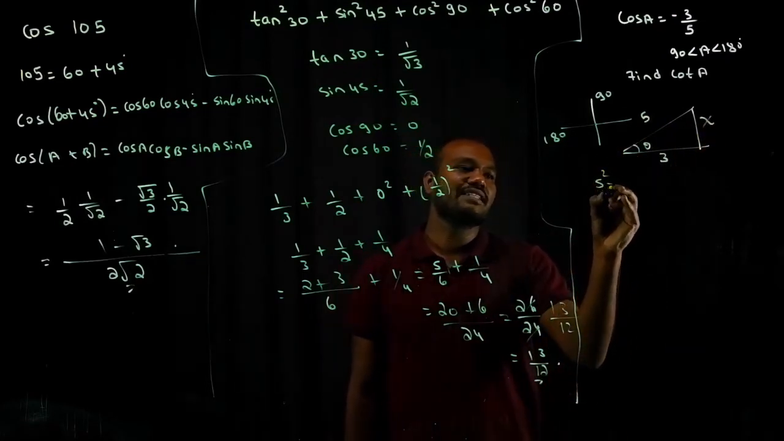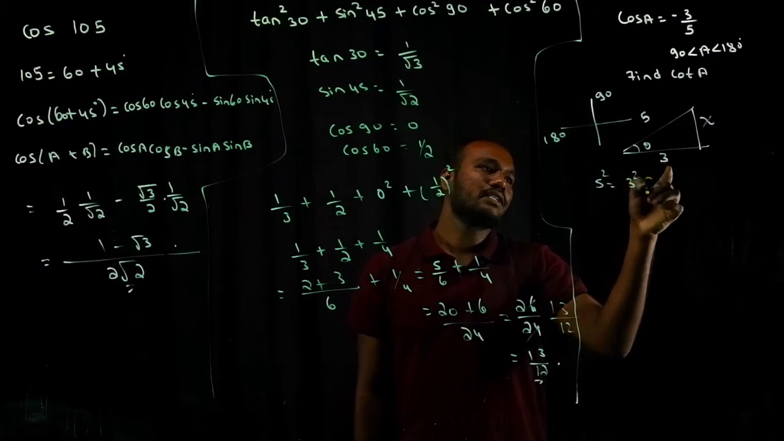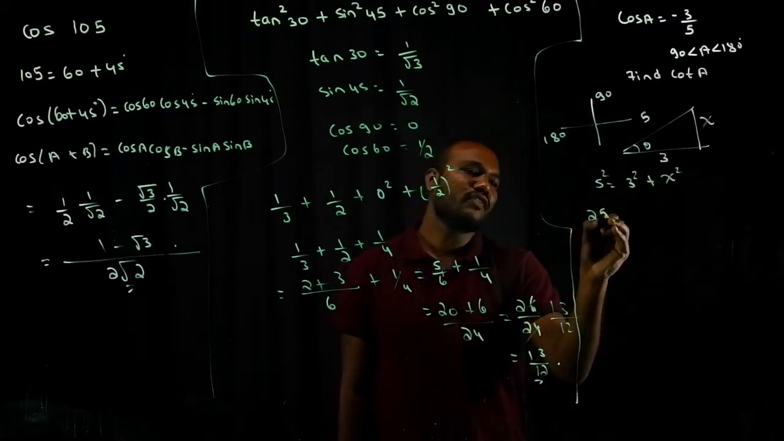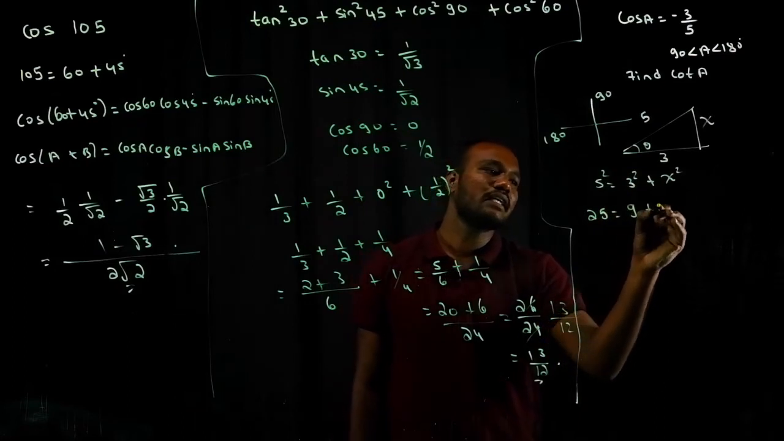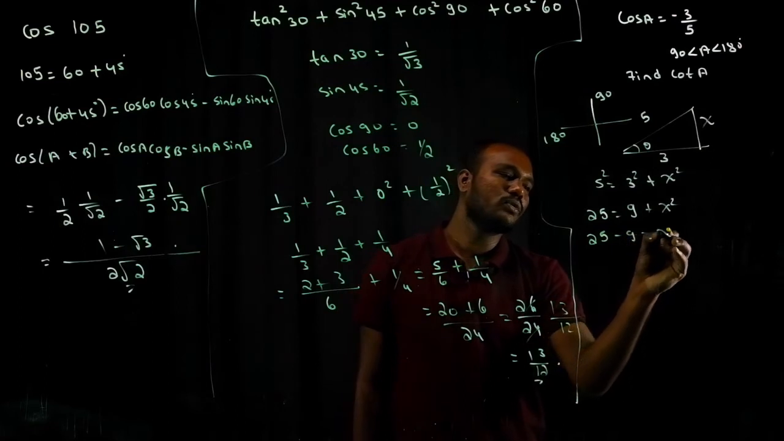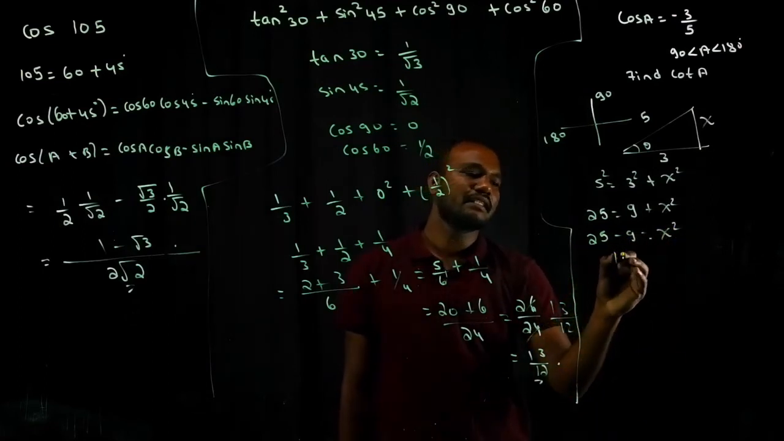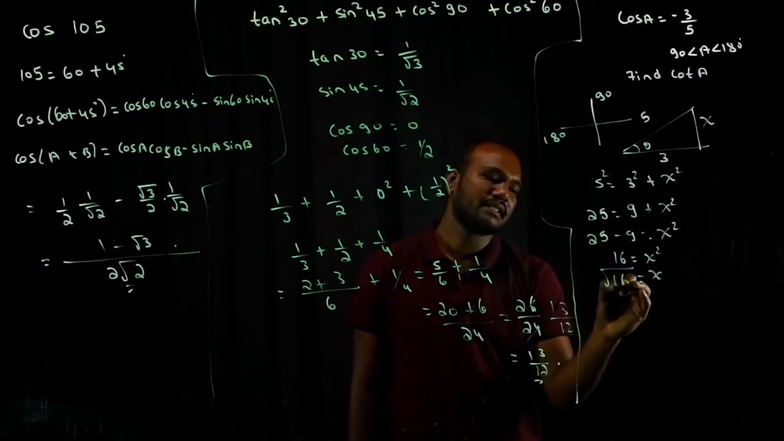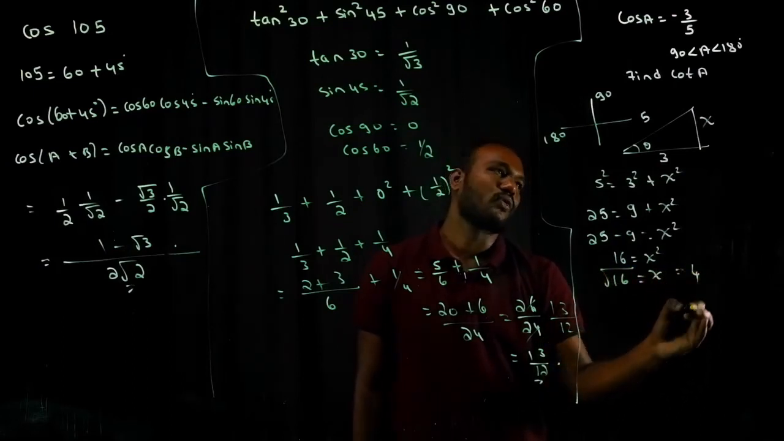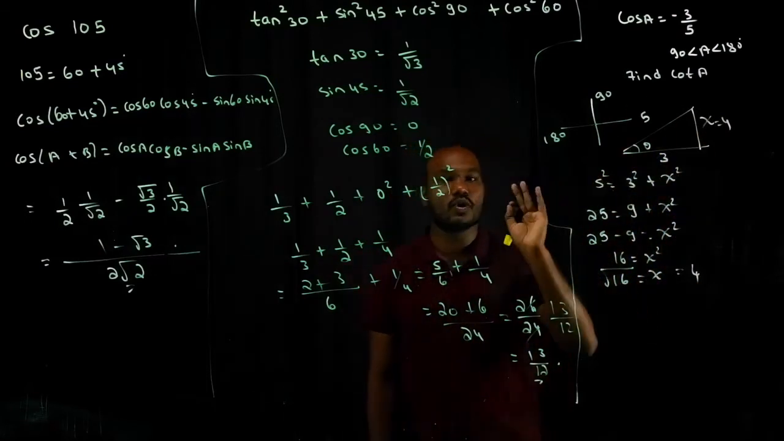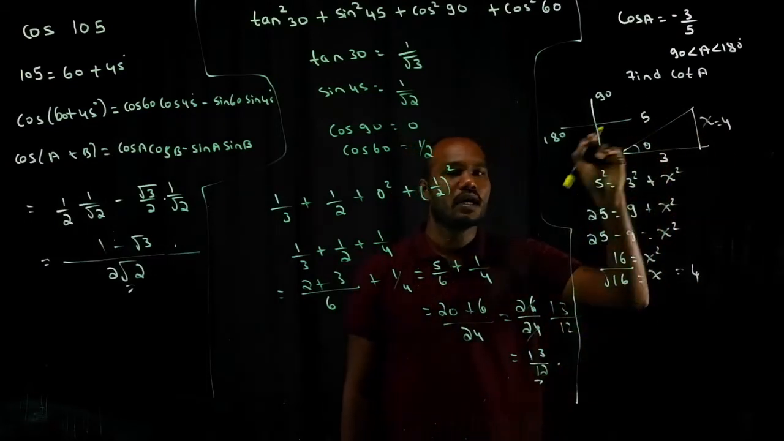Hypotenuse square, that is 5 square equal to 3 square plus x square. 5 square is how much? 25 is equal to 3 square is 9 plus x square. 25 minus 9 equal to x square. 25 minus 9 is 16 is equal to x square. x is equal to what? Root 16. Root 16 is how much? 4. So the x value is 4. You have to remember 3, 4, 5 are the triplets. One of the most important triplets that you have to remember.